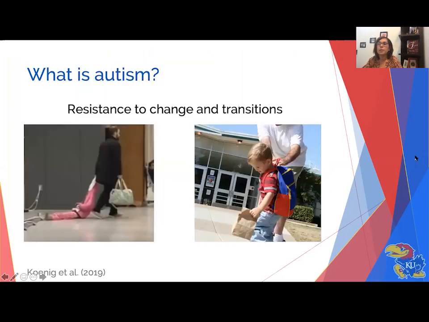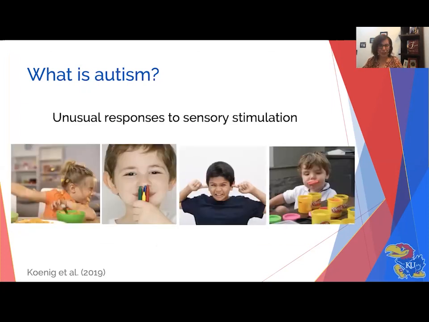Children with autism might have unusual responses. Children with autism might be resistant to change and transitions. And this can result in some problem behavior when they don't like what's going on. And then they also can have unusual responses to sensory stimulation. And this sometimes includes the things they will and will not eat.